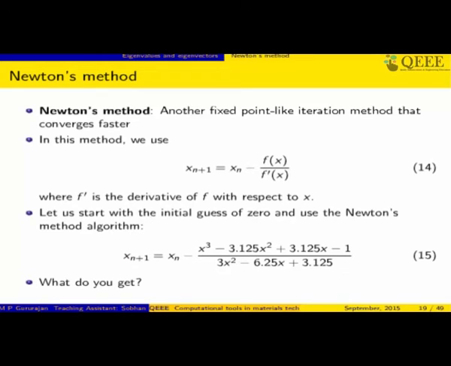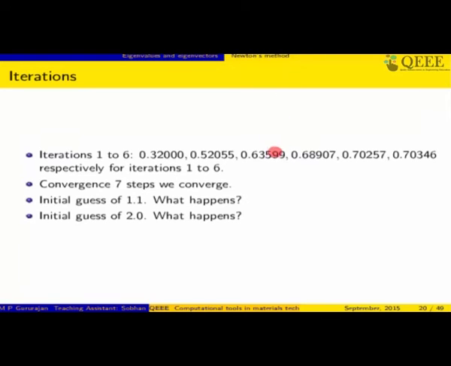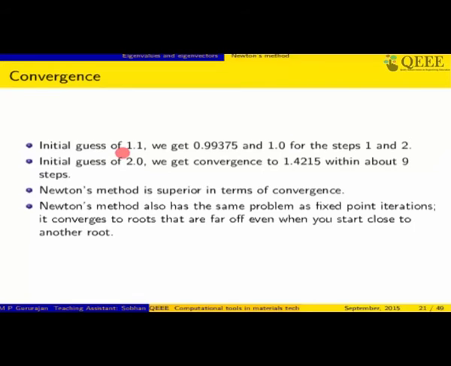Somebody has given me the number 0.99375. So you started at 1.1, you got 0.99375. Of course, you can use 0.99375 and go to the next one and so on. So this is what I have given. If your initial guess is 1.1, you get 0.99375. And in the next step, if you use 0.99375, you will get to 1 immediately within 2 steps.